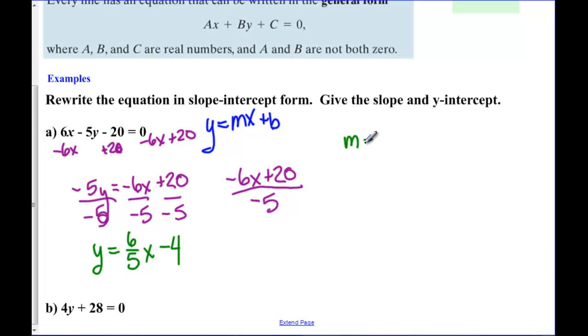All right, so we need our slope and our y-intercept. Our slope is 6/5. And our y-intercept?